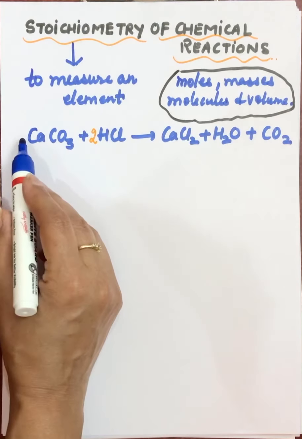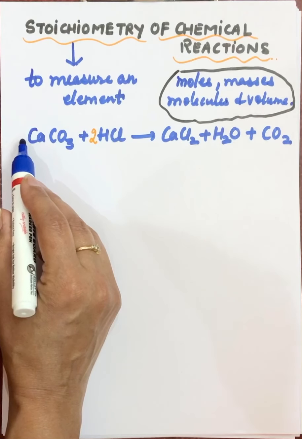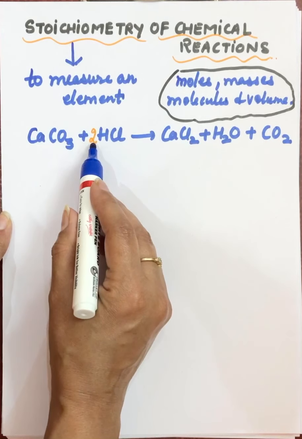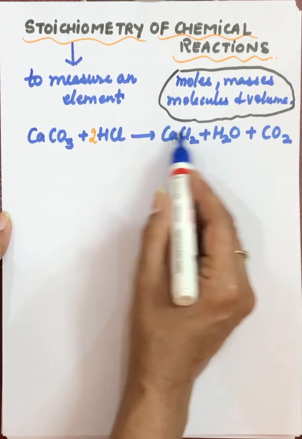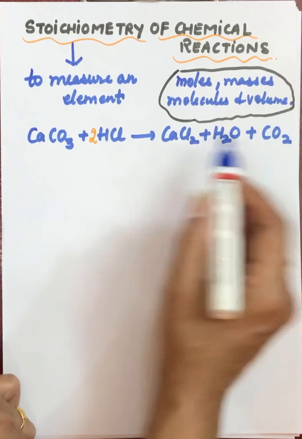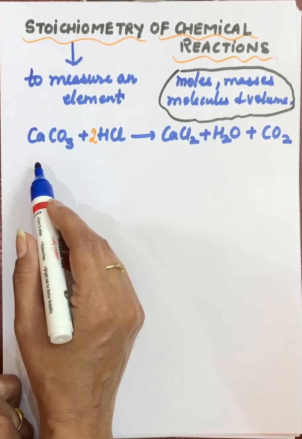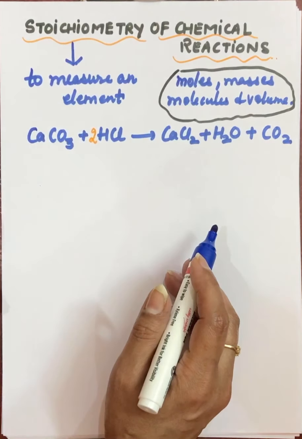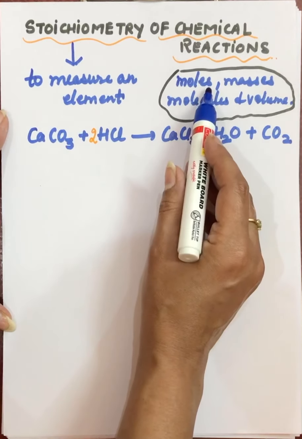And these coefficients that are in front of these formulas, if nothing is written, that means it's 1. These stoichiometric coefficients, 2 here, 1, 1, 1, are called stoichiometric coefficients. Now, in this example, I'm taking these quantitative relationships. First of all, the meaning of these moles.